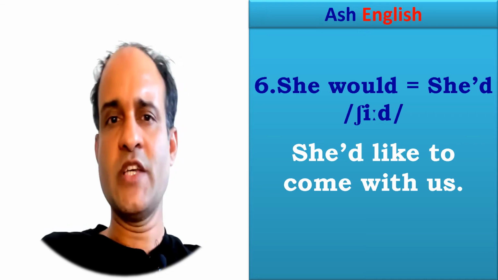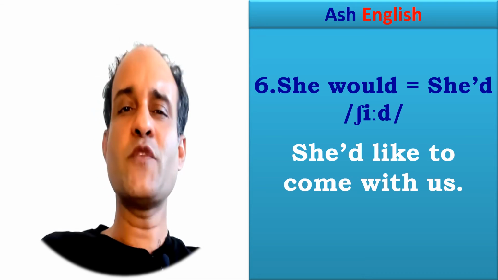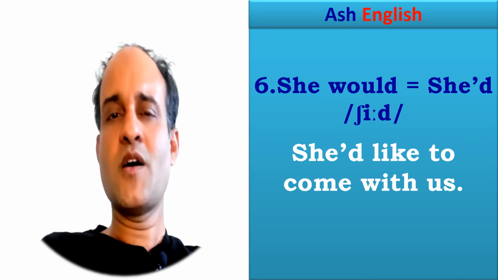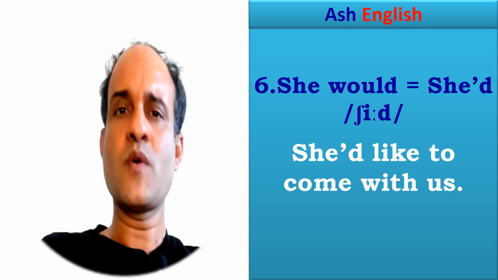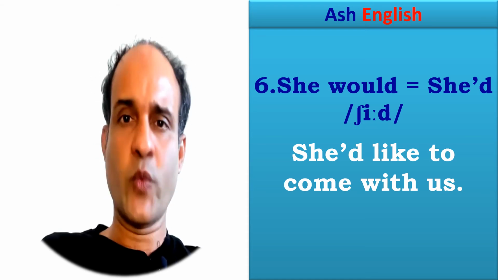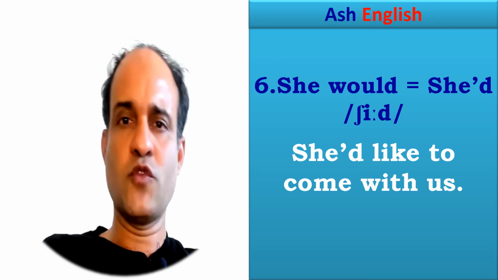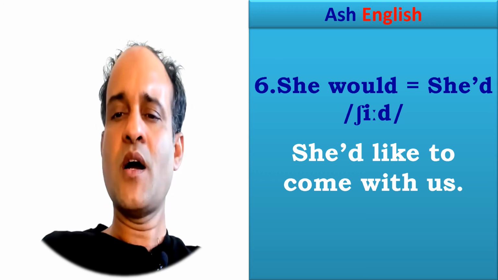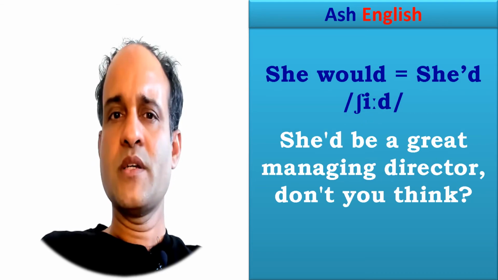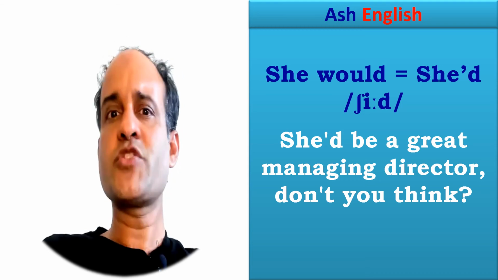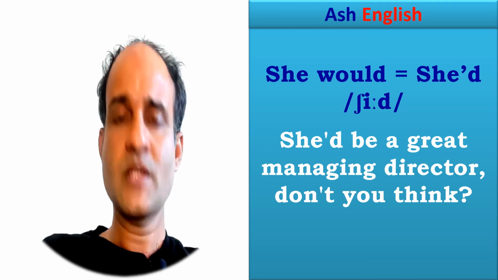Alright. Next. She would. The contraction of she would is she'd. She'd. Repeat with me, she'd. Okay, let's have an example. She'd like to come with us. She'd like to come with us. She'd. Instead of saying she would, we say she'd. Alright, let's have another example. She would be becomes she'd be. She'd be a great managing director, don't you think? She'd be.